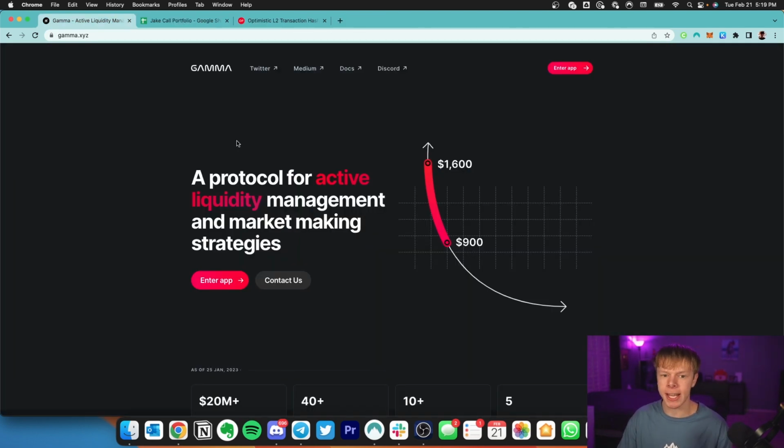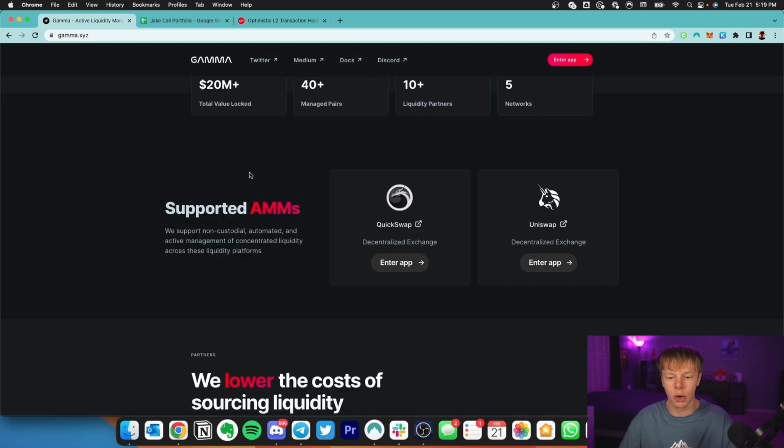Now, last but not least, let's take a look at Gamma because it's a very similar concept to Dyson. However, there are a few different things and the UI is a little bit different. Now, one thing I will mention about Gamma is not only do they support Uniswap v3, they also support QuickSwap, which is another decentralized exchange.